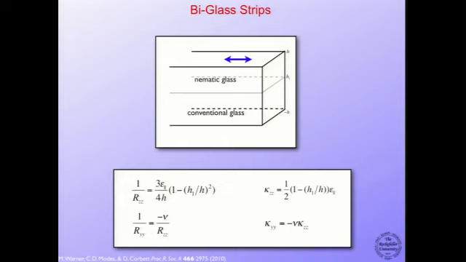Okay, so the bi-glass strip. This is the easiest, simplest thing you can do. You can just bond some nematic glass with monodomain in one direction to some conventional glass, in much the same way as the classic bimetallic strip work by Timoshenko, and again, I think in the 20s.